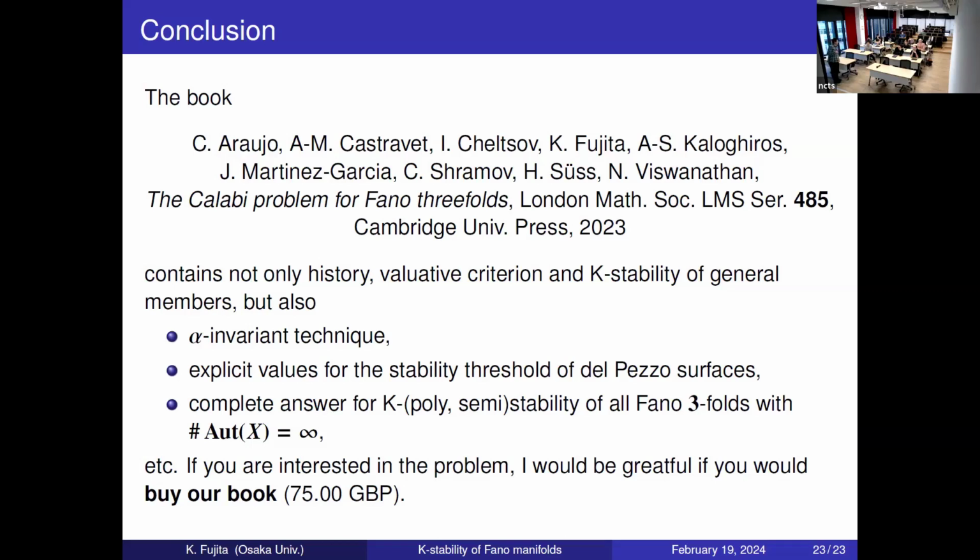The blow up of V5 along a line. V5 means a linear section of the Grassmannian G(2,5), three times. On V5, the space of lines is quite a parameter space. There are two types of lines. One is a good line, where the normal bundle of the line is O plus O(1). The other one is the bad line, where the normal bundle is O(-1) plus O(1).